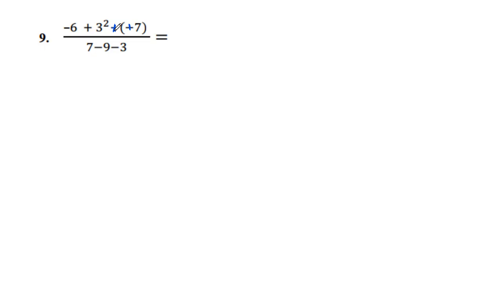I have a 3 squared, so I need to do the exponent first. 3 squared is 3 times 3, which is 9, plus negative 6, plus a positive 7. So I'm going to combine my positives together. 9 plus 7 is 16, plus a negative 6 means I have more positives than negatives. So my answer will be a positive 10 on the numerator.